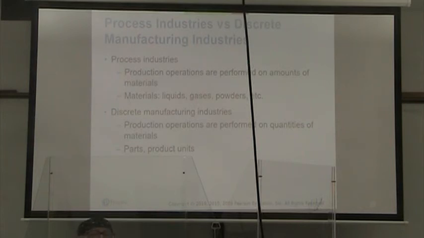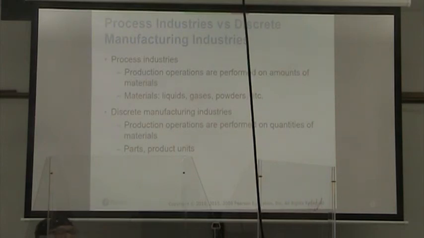All right, so in process industries, our operations tend to be continuous, right? So we have some amount of something. It's oil, it's gas, it's metal we're making into powder or whatever.